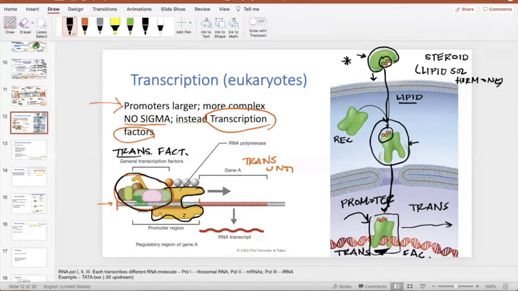So that is one. We already had the fact that RNA polymerases are different in eukaryotes, okay? So I'm going to put RNA pols differ. A second difference in eukaryotes is that they use transcription factors instead of sigma, because their promoters are way more complex. So they have a whole lot more proteins that recognize promoters than bacteria do, all right?